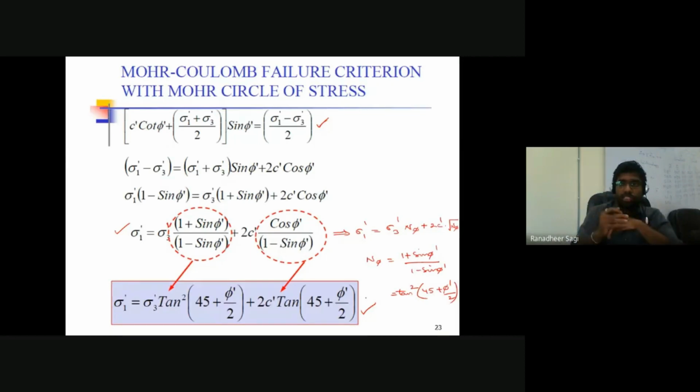So if I know the major principal stress acting on the soil sample, I can calculate the minor principal stress. Or if I know the minor principal stress acting on the soil sample, I can go ahead in calculating the major principal stress that was required to cause the failure in the soil sample.